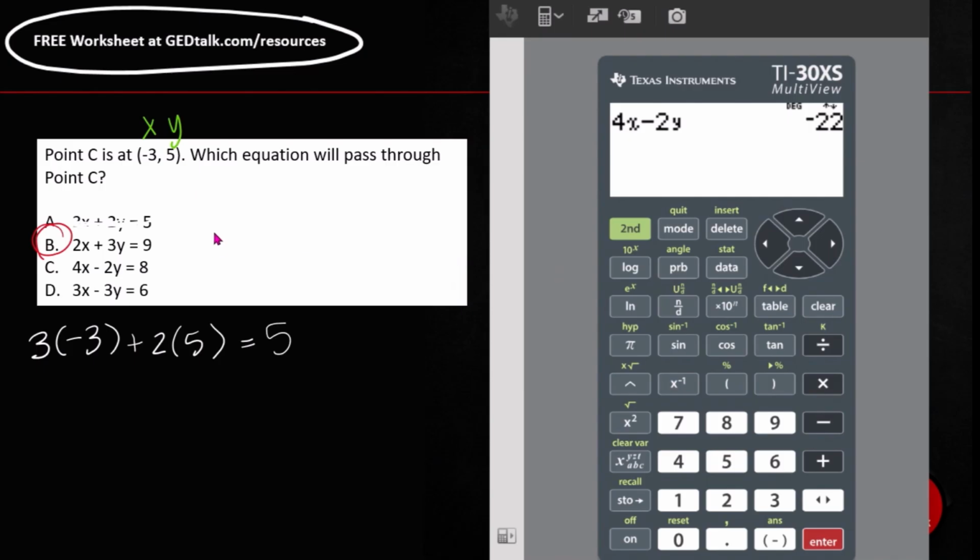You see problems like this where they tell you what the x variable equals and what the y variable equals, because we have this ordered pair. I know x is -3, y is 5. All I did was store those values in my calculator and then played the game of guess and check with my multiple choice answers to see which one of these equations would pass through this ordered pair that they already shared with me.